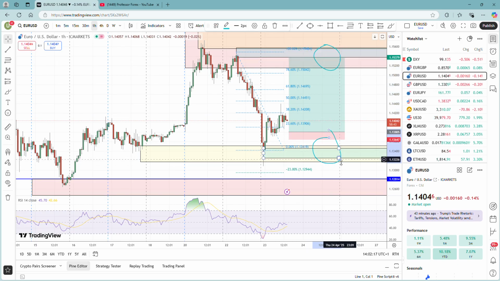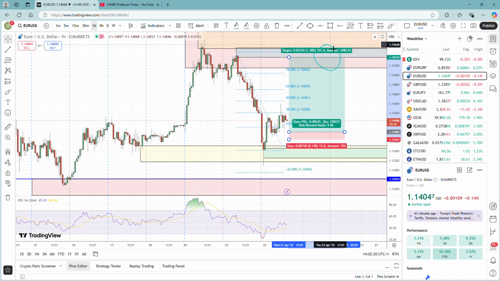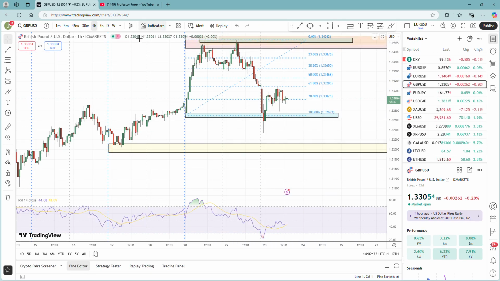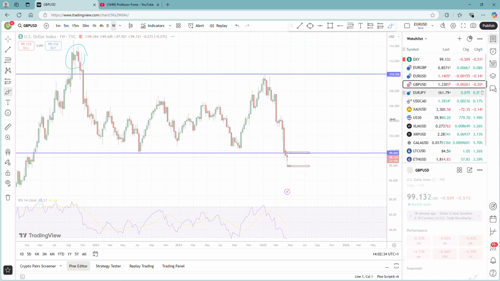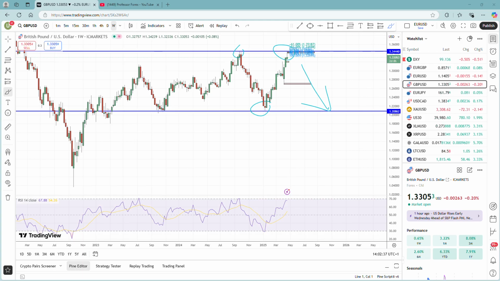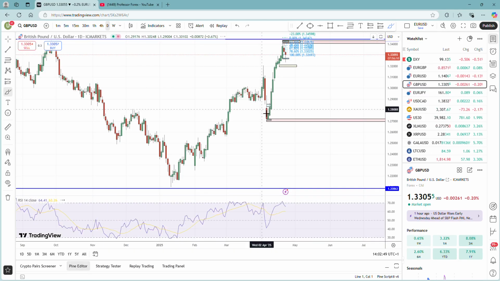So now if we go on to GBPUSD, which is similar price action to EURUSD, let's have a look. Weekly, again, you can see here, weekly support, weekly resistance. Price is at the weekly resistance, we expect it to go down. Then you go to the daily, you can see the daily, it rejected the weekly and the daily resistance. And it looks to be going down to this level here.